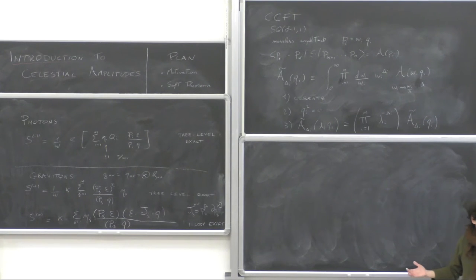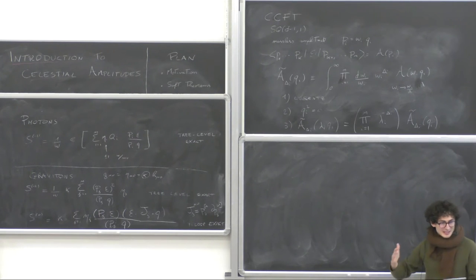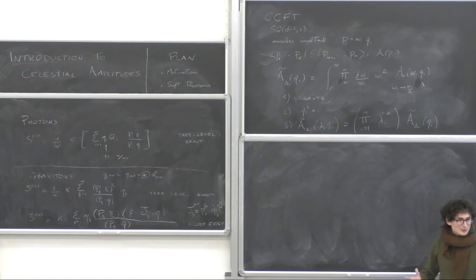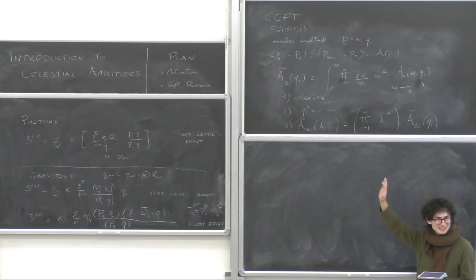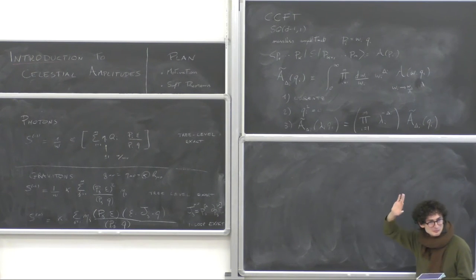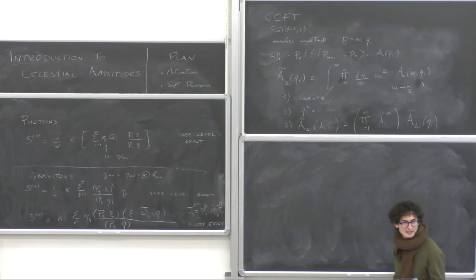There are at least ideas that UV complete theories will have some soft behavior in the UV, so for large omega there will be some damping, and so the integral is probably going to be convergent. However, at this point we are assuming it. We are assuming that this integral is fine and that we know the amplitude for some UV complete theory. Okay.